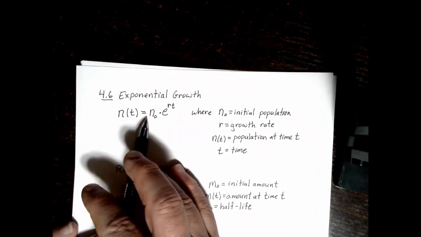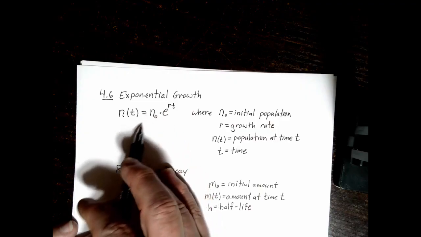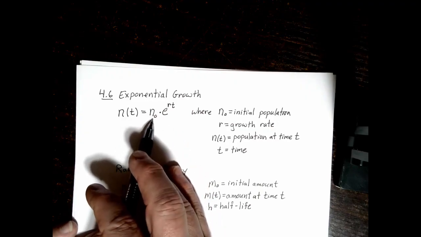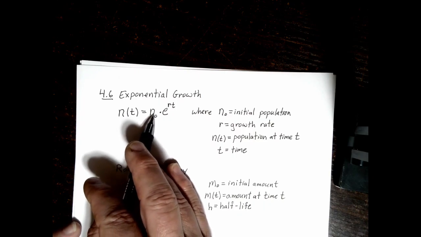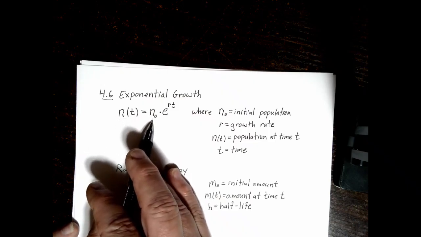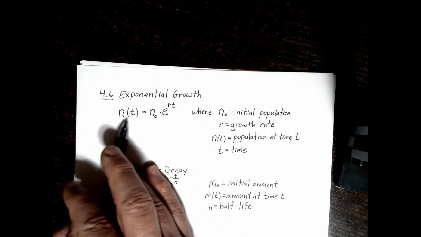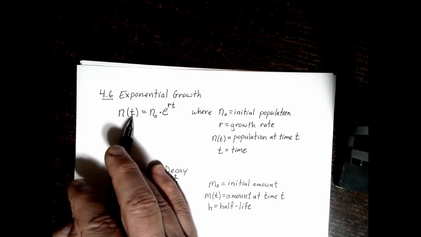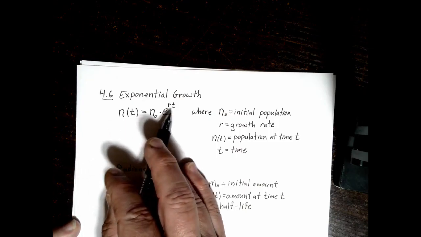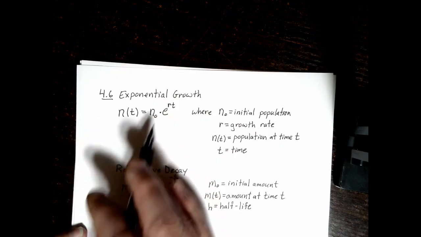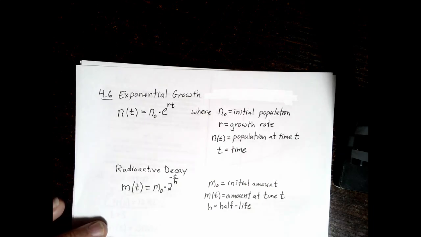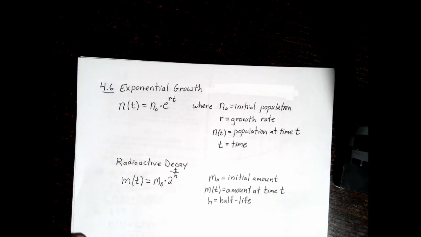So N of t equals N sub 0 times e to the rt. N sub 0, anything with a 0 as the subnotation, means the initial amount. So the initial population, meaning if you're talking about a deer population, it means the number of deer at the start of your problem. And then N of t is how many deer you'll have after t amount of time. r is your growth rate. It's a percentage, so you're going to have to divide it by 100. And t is time. It isn't always years. It can be hours or minutes or even seconds based on the problem you're dealing with.